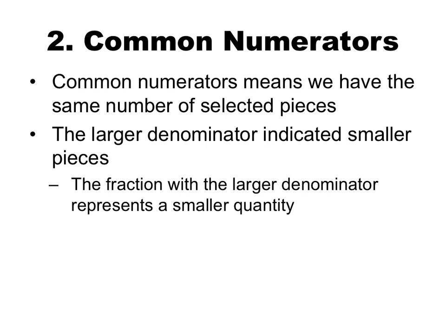So to kind of summarize these arguments here, if we have common numerators, that means we have selected the same number of pieces. However, the larger denominator indicates that we have smaller pieces. Seems kind of backwards, but larger denominator indicates that we have smaller pieces. And so the fraction with the larger denominator is going to represent a smaller quantity. So that's how the method of common numerators works, and a little bit about why it works.